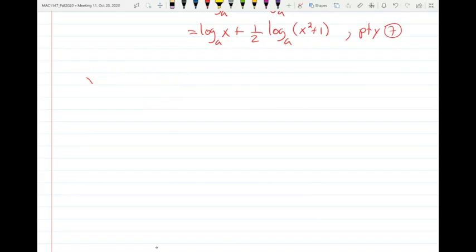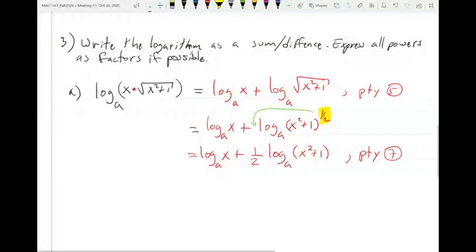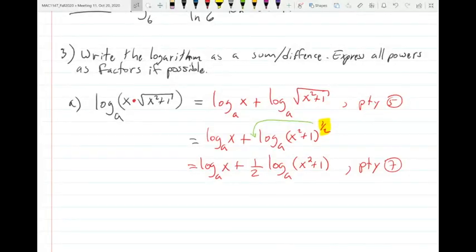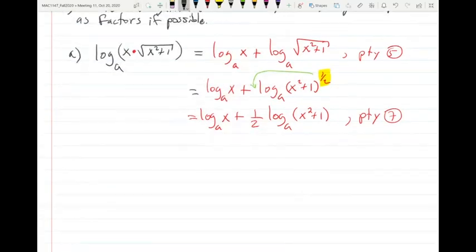And so how were we able to get rid of the square root? Because we wrote it as the 1/2 power, remember? Square root means to the power of 1/2, and then we can use property number 7 to bring the power down. That's what we could do here. All right, good. So let's see, do a couple more.